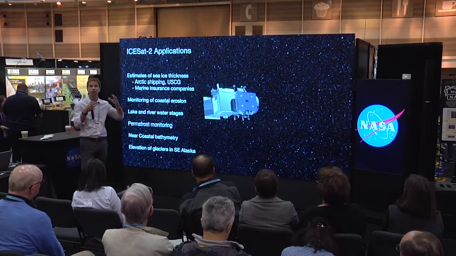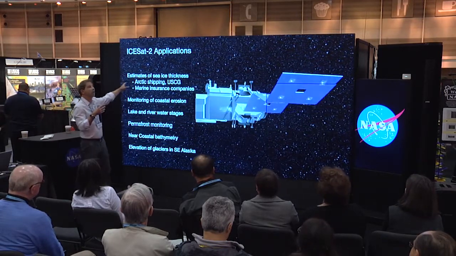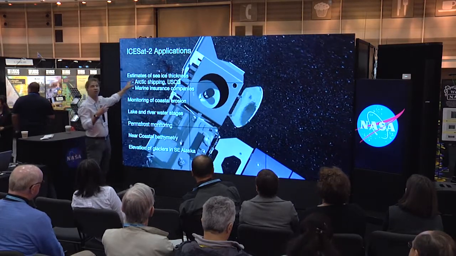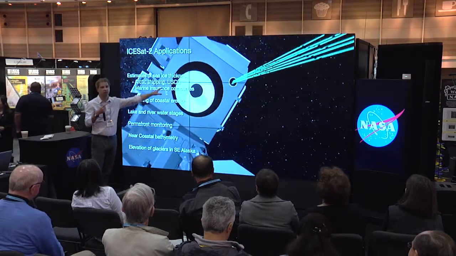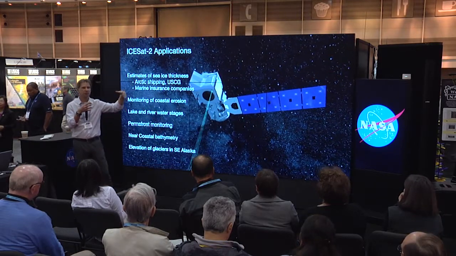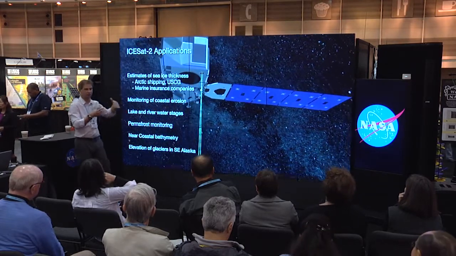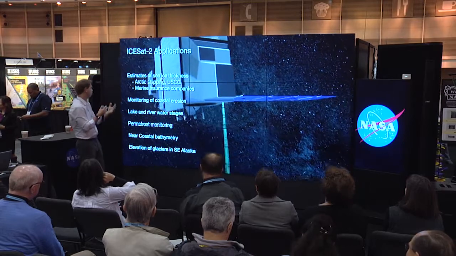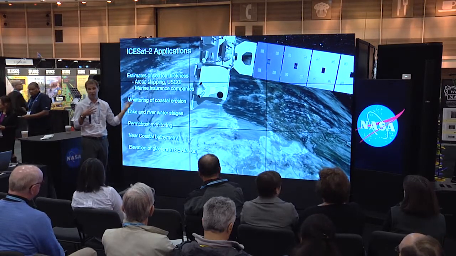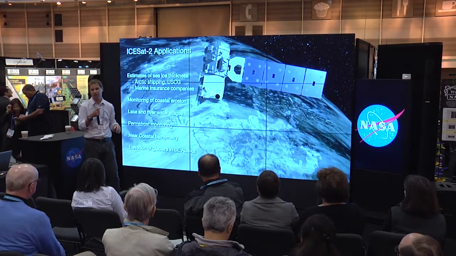But we also have a huge group of people who are not scientists who are interested in the data. Estimates of sea ice thickness, it's way beyond what we need as a scientist. Arctic shipping companies are interested. The US Coast Guard is interested. Marine insurance companies are interested. We had an applied sciences workshop some months ago, and people from Lloyd's in London came by to ask, can we get the data? Because Arctic shipping is becoming increasingly popular. We monitor coastal erosion, something the states of Alaska and Florida are very interested in. Lake and river stages, permafrost, near coastal bathymetry, and we measure all the glaciers in southeast Alaska as well.